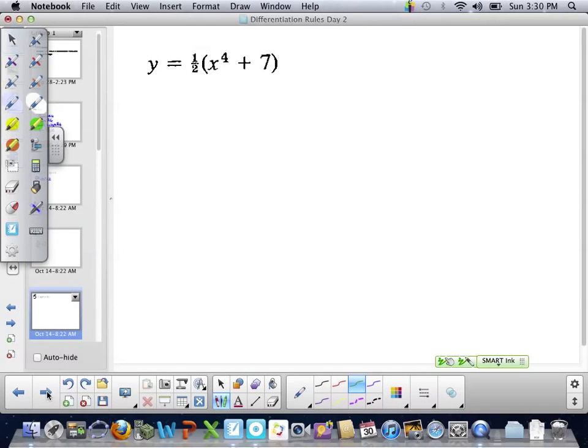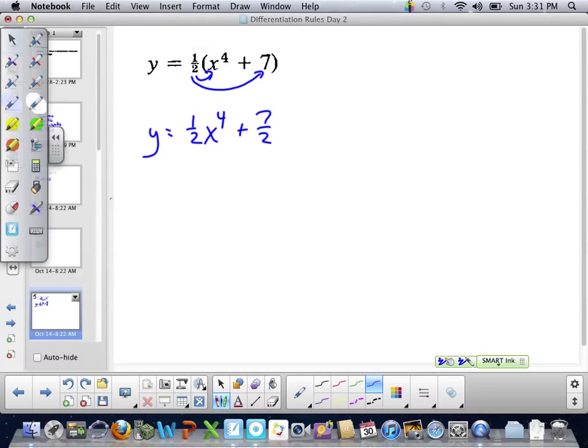Our next function. A little bit has been done to this function. Notice there's parentheses around it, and it's multiplied by 1/2. Well, a couple things we could do. One, probably the easiest thing would be to distribute the 1/2. You could also use the constant multiple rule. I'm going to distribute. It makes other problems later easier if we just stick with the distribution. 1/2 x to the 4th plus 7/2.